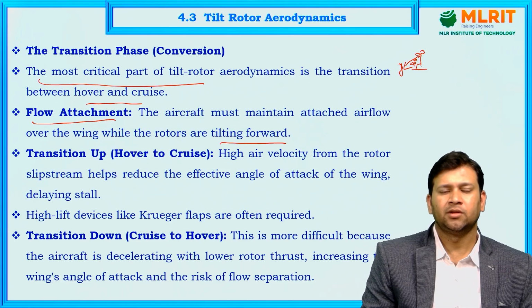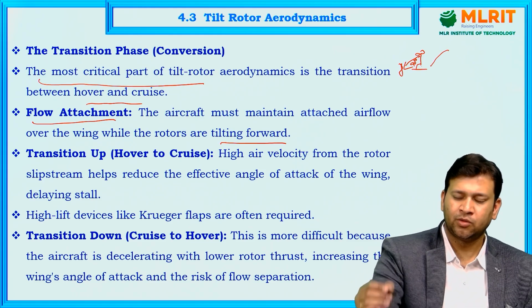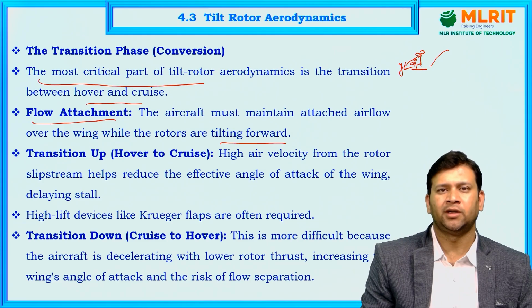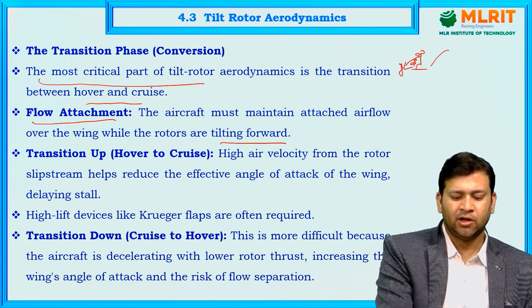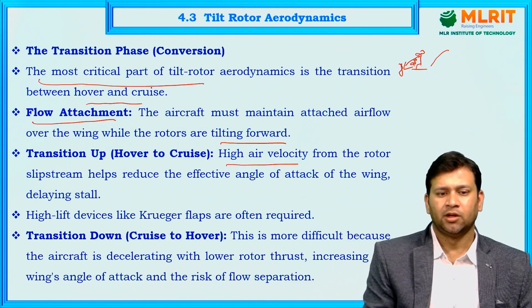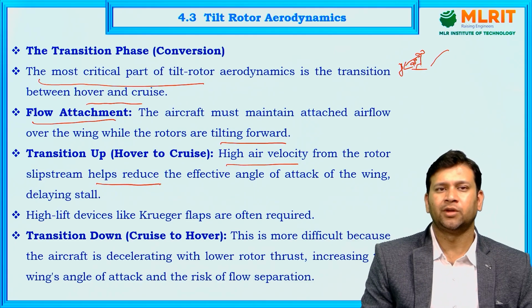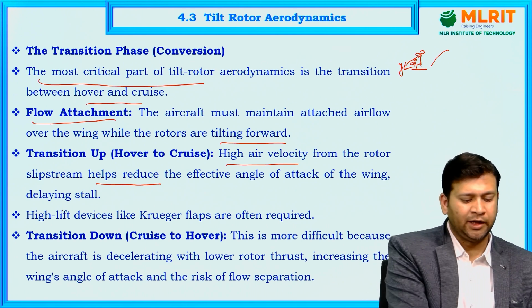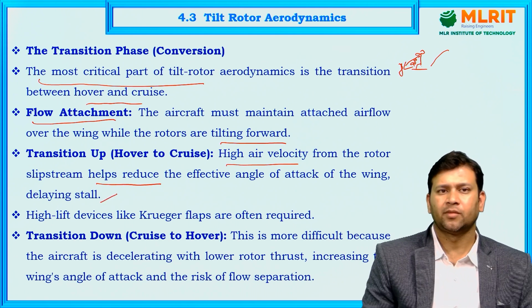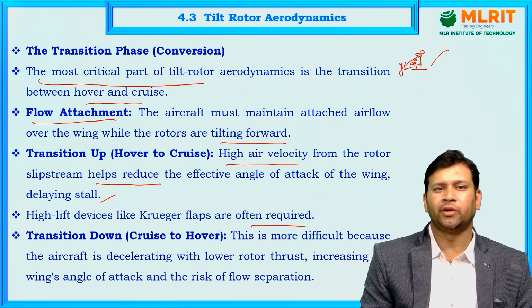Transition up, that is hover to cruise, right? When it is moving from vertical to horizontal, coming into forward flight from hover, at that time the high air velocity from the rotor slipstream helps in reducing the effective angle of attack of the wing, which in turn delays the stall. High lift devices like Kruger flaps are often required in these kinds of configurations.